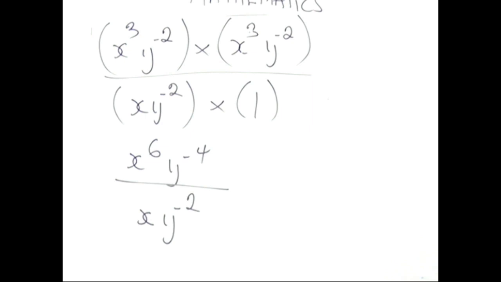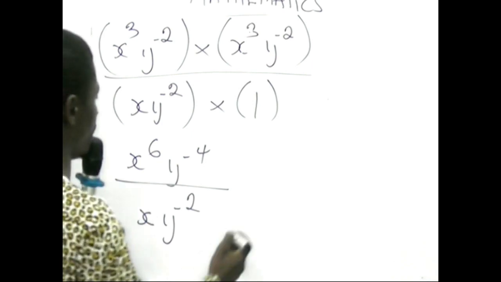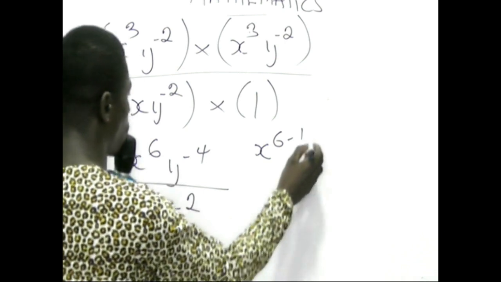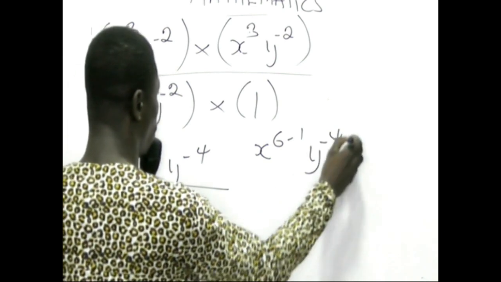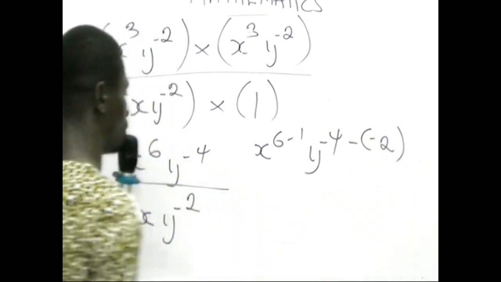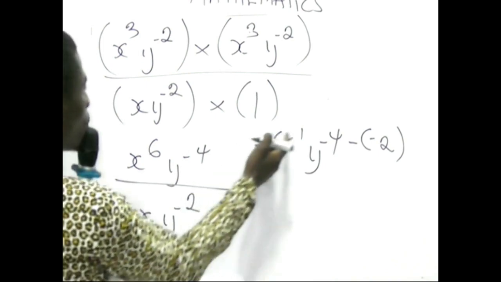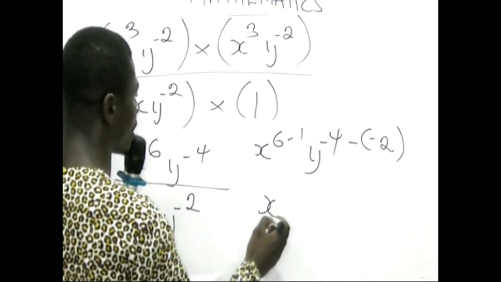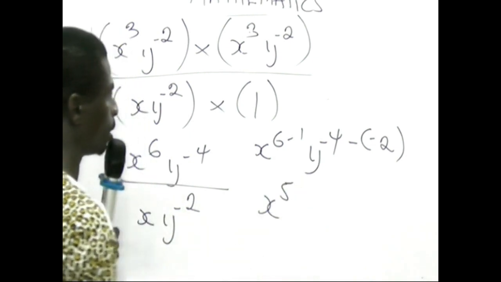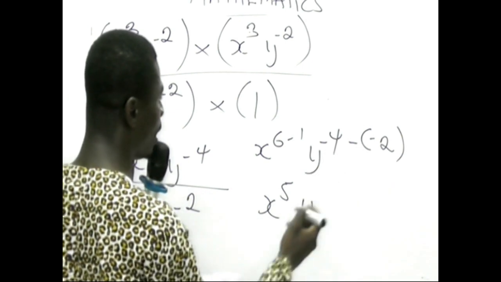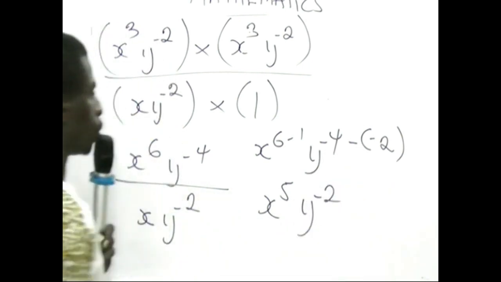And the law of indices says that when you are dividing, you only need to subtract the powers. So this one is going to give me x to the power 6 minus 1, then y to the power negative 4 minus 2. So I am going to get that. And so from here, this one is going to give me x power 5, then y, this is positive 2, so y power negative 2.